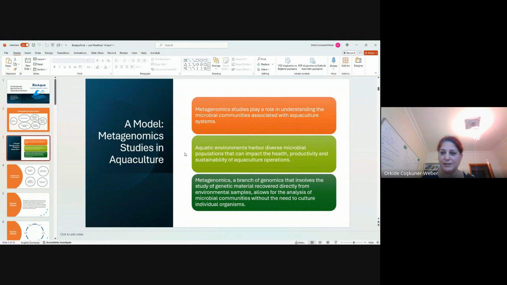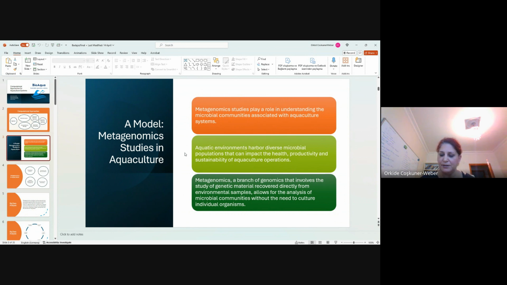Metagenomics is the study of genetic material recovered directly from environmental samples, and it plays a crucial role in understanding microbial communities in various settings, including aquaculture systems. In aquaculture, metagenomics can be used to investigate diversity, function, and dynamics of microbial populations in water and sediment, as well as in the guts of farmed species. Specifically, metagenomics helps in identifying the wide range of microorganisms present in the aquaculture environment, which is essential for maintaining ecosystem health.